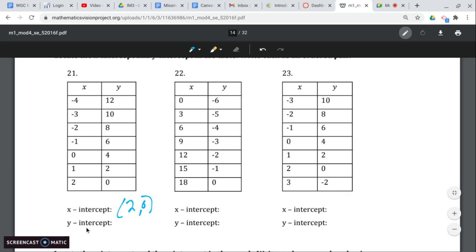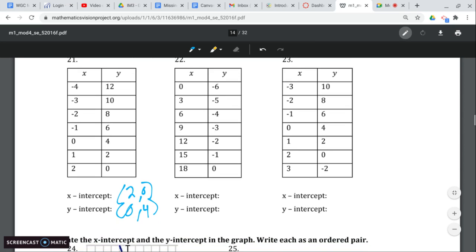For the y-intercept, it's when x is 0. So we go find 0 in the x column. And what's our y value? 4. So we have 0, 4. Do the same thing for 22 and 23.